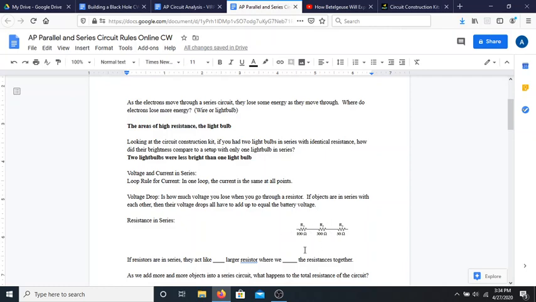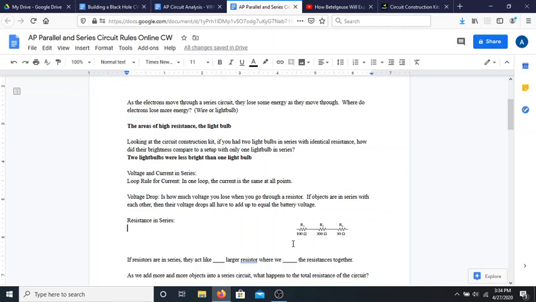Now, when they're in series, the current all flows through it. So that means the river basically has to flow through all of this. Or you can think of it like a toll road. Each one of these resistors is a toll booth, and you have to pay a certain amount of money to get through it. In this case, the electrons have to pay energy to get through it.